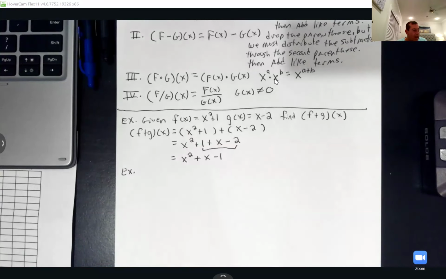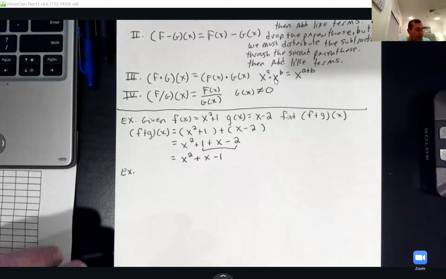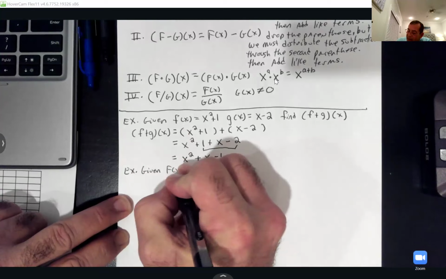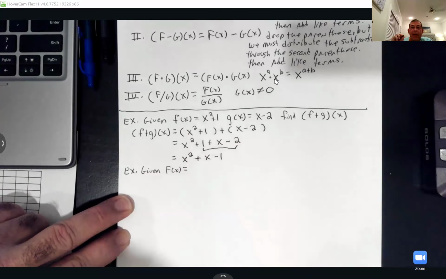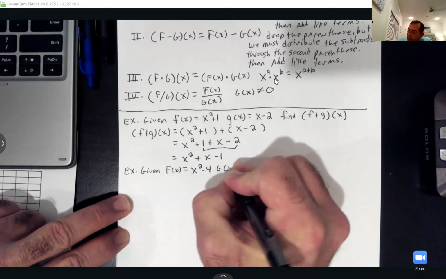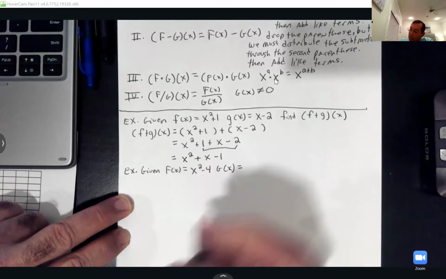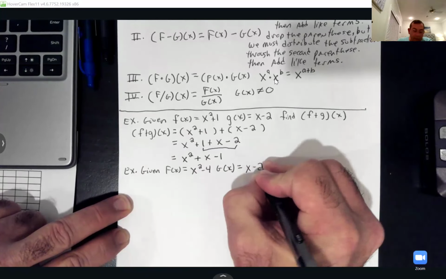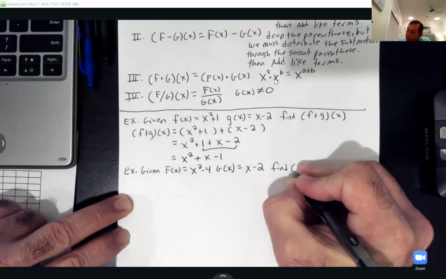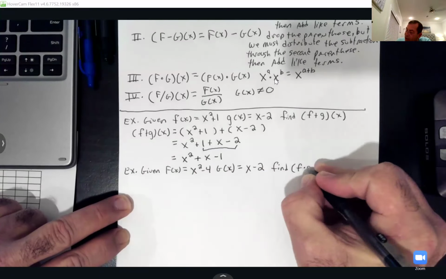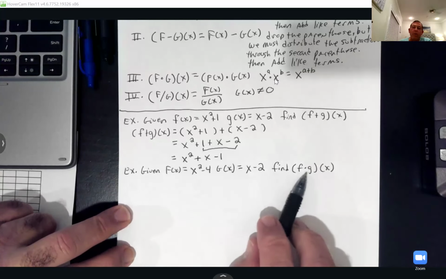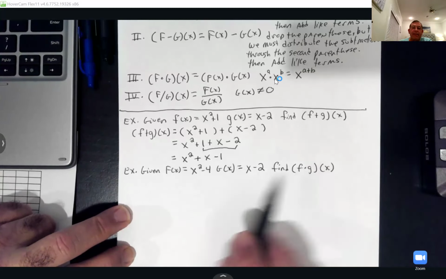So adding's not too bad. All right, y'all, let's see what we got here. This one says given f of x equals x squared minus 4, g of x equals x minus 2. They want me to find f times g of x. So they want us to multiply this.